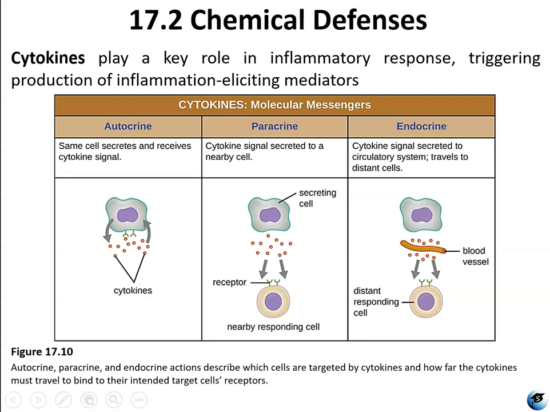This here has 3 different classifications of cytokines. So your autocrine, these are cells that both secrete and receive the signal. Paracrine, they secrete the signal and then it's received by a nearby cell. In endocrine, they secrete the signal and then it goes into the bloodstream and travels to cells that are far away.